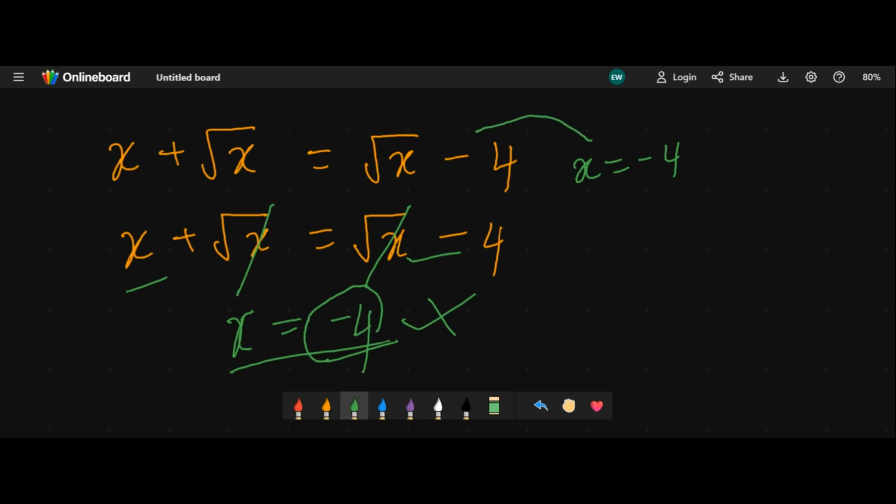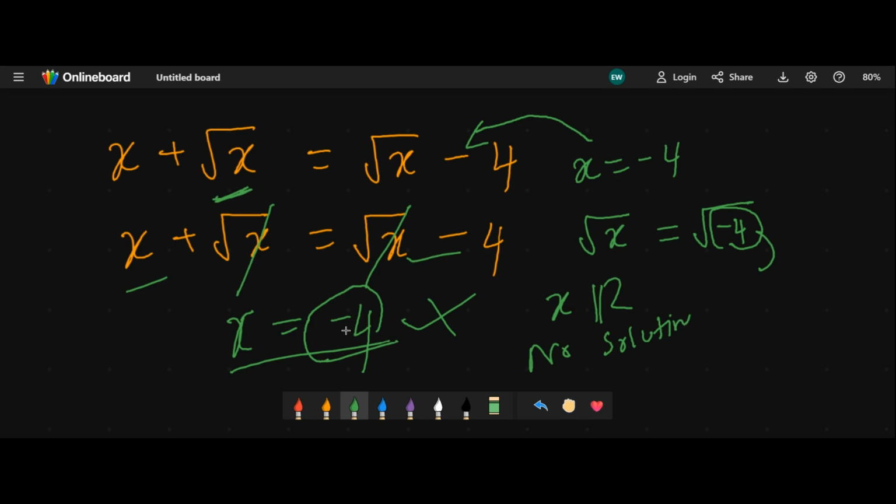If we substitute back into the original equation, you can see that we have root x, so it is going to be the square root of minus 4. Inside a square root, we cannot have a negative number. If we assume x is a real number, we cannot have a negative number inside a square root. So there is no solution for this, so the answer is no solution.